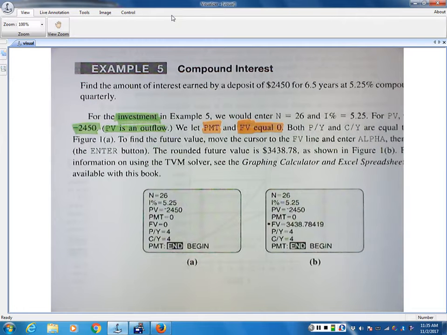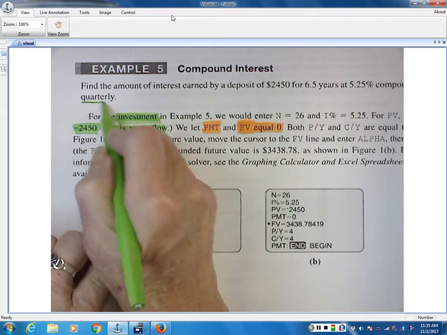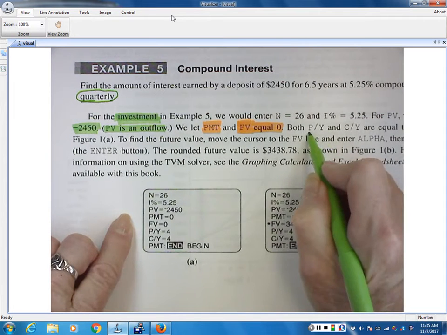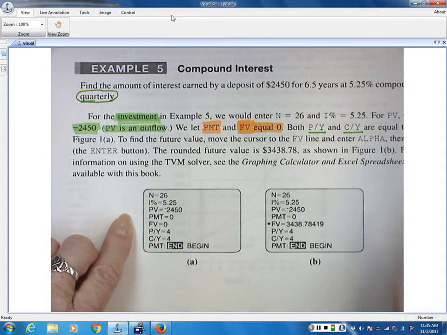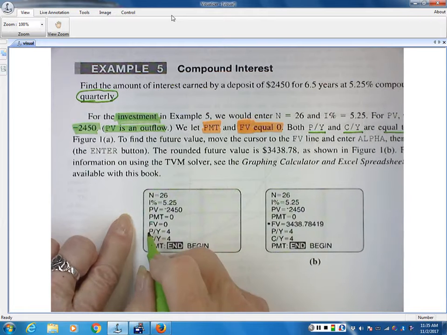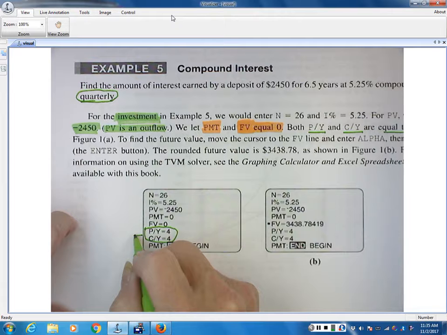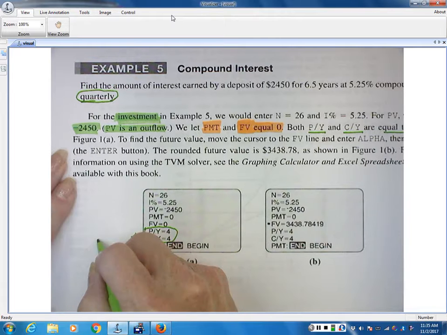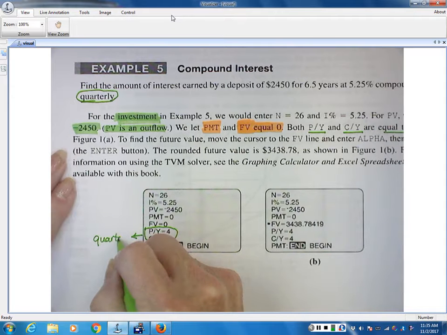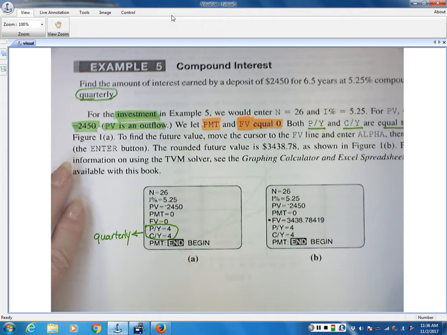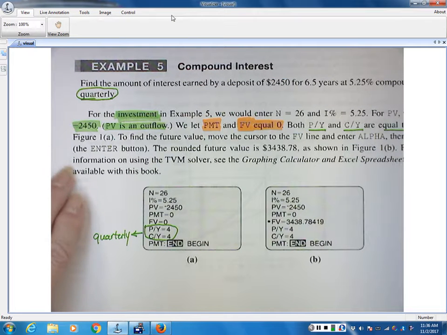We're going to set it equal to 0 because we're going to need to solve for that. You have to leave the cursor on the one you want to solve. And in this particular problem, by looking at your compounded quarterly, that tells you payments per year and compoundings per year are both equal to 4. That's why you have that. It's because you're quarterly. Are your payments and your compoundings per year always going to be the same? They always have to be the same. They always have to equal each other.